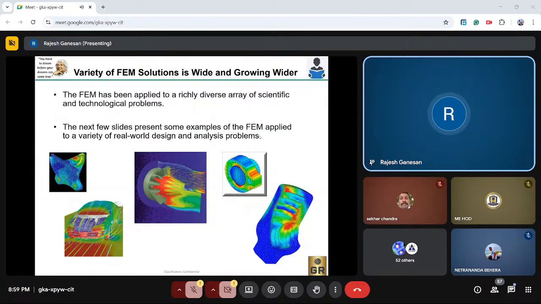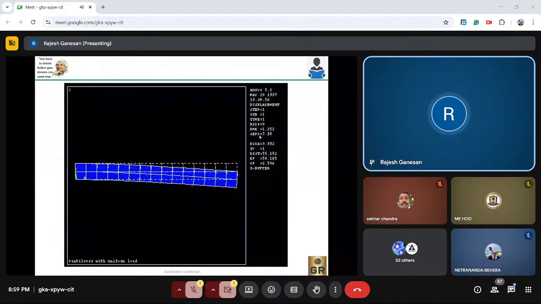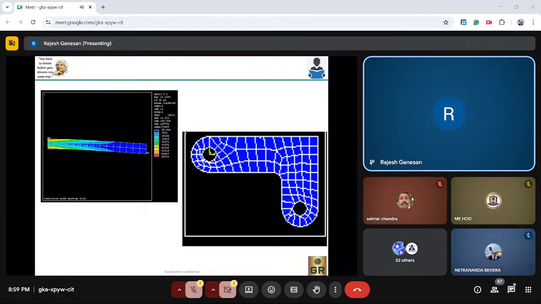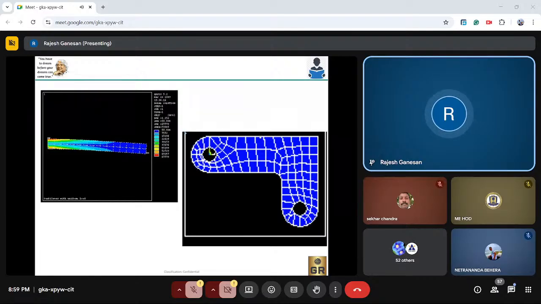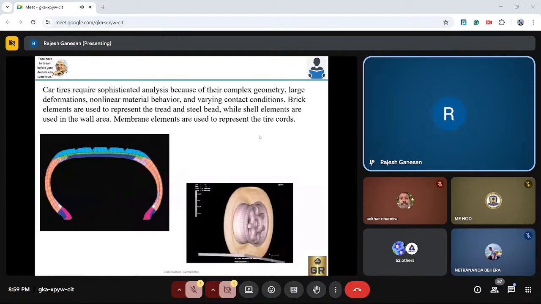So like this we have various FEM solutions, which is a wide range and growing wider. You can see these are the different kinds of FEM applications we use in analyzing problems. This is one cantilever beam with uniform load, and how the result is coming. This is the ANSYS toolbar, an old version. In the latest version, it gives more accurate results.